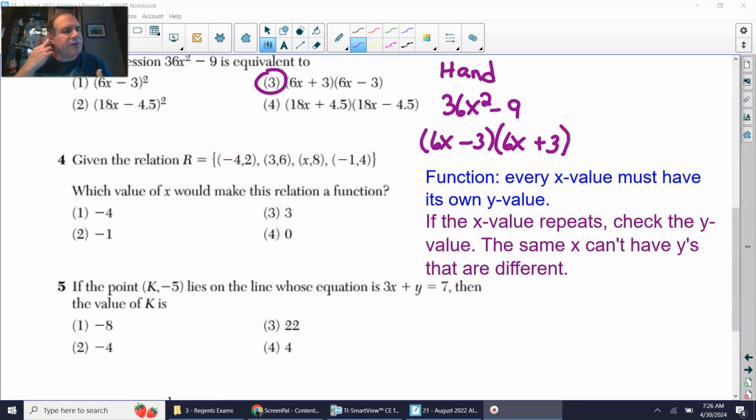So for number 4, and he put down some notes, function is every x must have its own y.